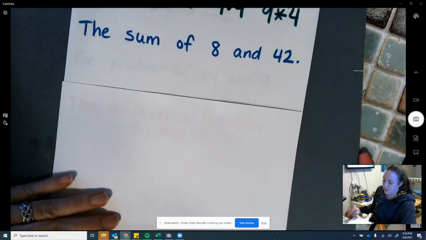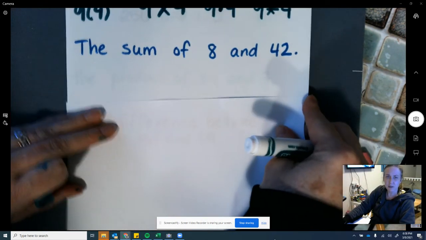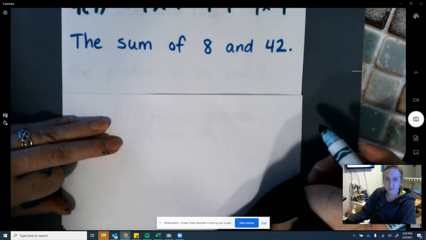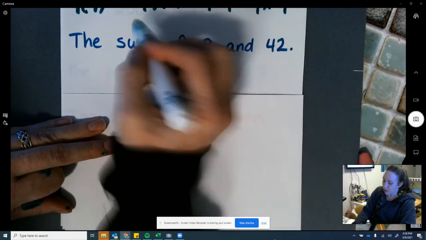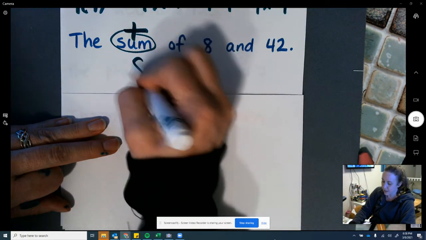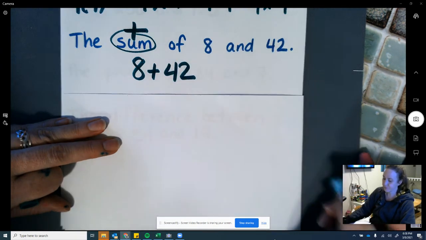The sum of 8 and 42. Okay, the word sum is everything addition. So our first number is 8. We are adding it to 42.